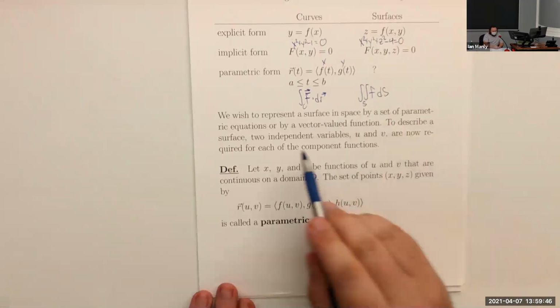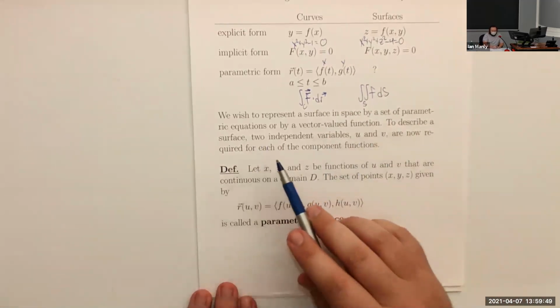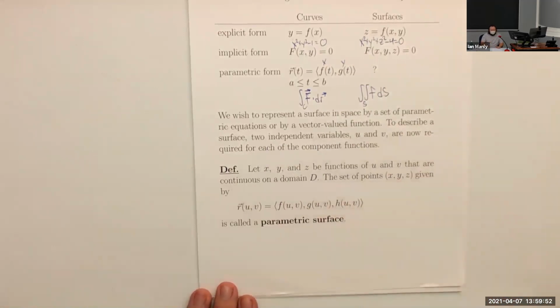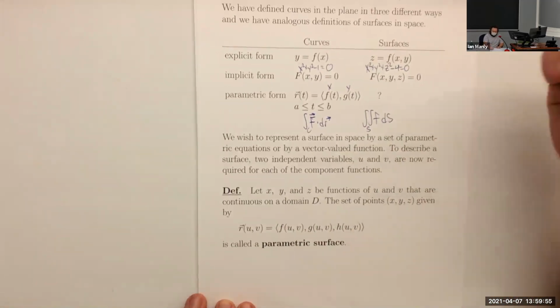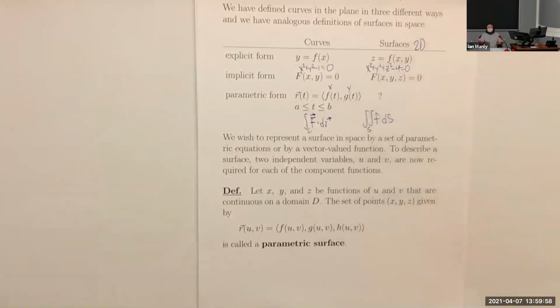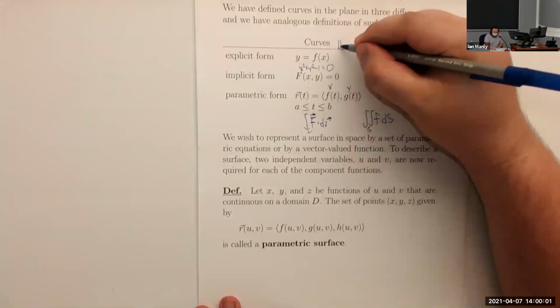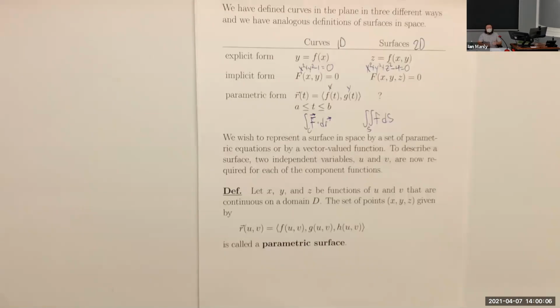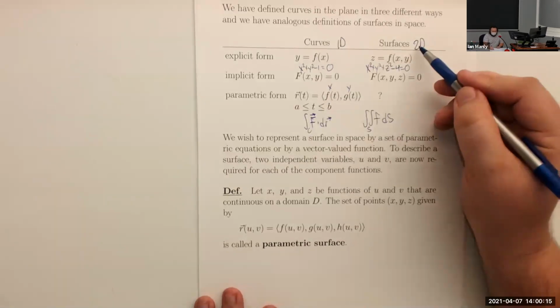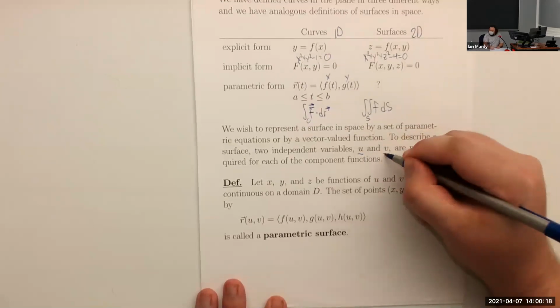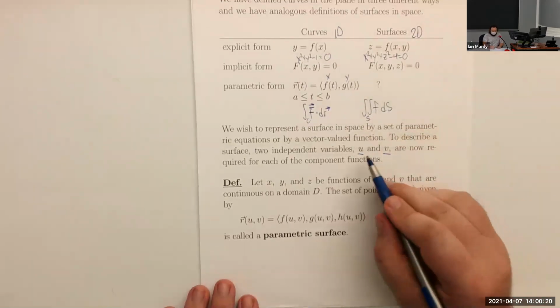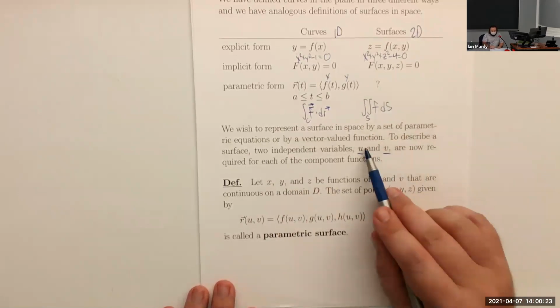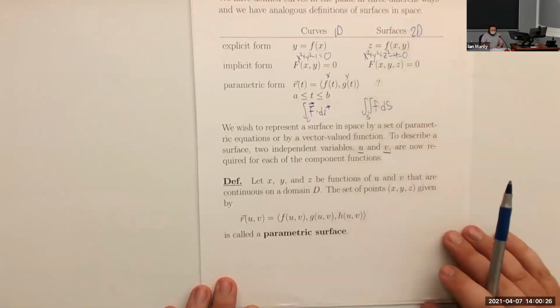All right, so to describe a surface, 2 independent variables u and v are now required for each of the component functions. So why do we need 2 variables? Well, it turns out that surfaces are 2-dimensional. I think that's a fact that everyone kind of realized, and curves are 1-dimensional. But what does this really mean? You can think of the dimension as the minimum number of variables or coordinates required to uniquely identify a point on whatever space you are. So since we're 2-dimensional, we need 2 parameters, u and v, and they also have different names too. We need 2 variables to define everything going on our surface here.